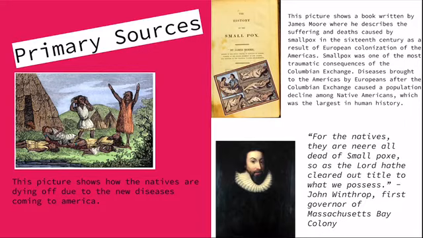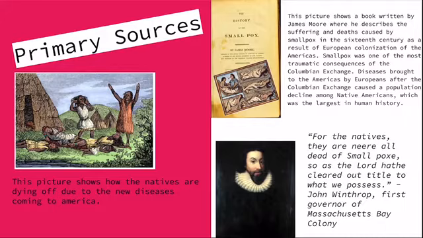Here are some primary sources. In the first picture, it shows how the Native Americans are dying off due to the new diseases coming to America. And based on this picture, I feel that the author's point of view was that the natives never experienced diseases before. So we can see the lady in the picture, she's very distraught and doesn't know what to do because this is the first time they ever experienced such a disease.